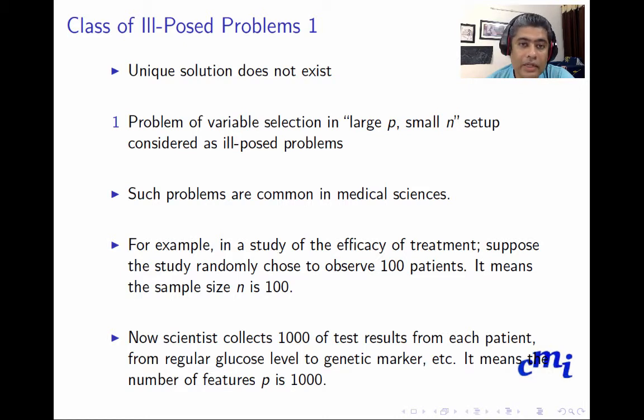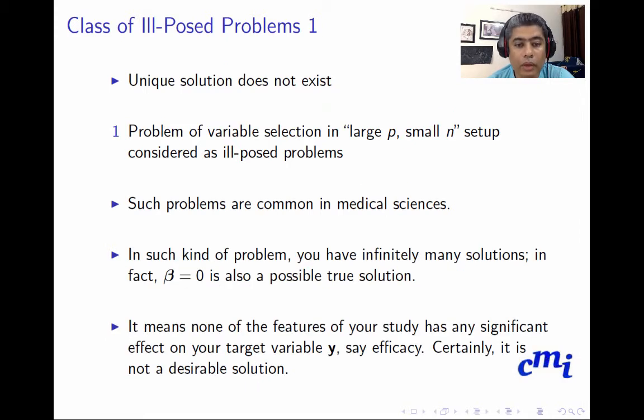In that kind of scenario, of course, you don't have a unique solution. You can have infinitely many solutions, but that is not a practical solution. You don't have a unique solution, so that is a bit of a challenge. Now, why is it a challenge? Because if you say you have infinitely many solutions in such a problem, beta equal to 0 is also a possible true solution. It means none of the features in your study has a significant effect on your target variable y.